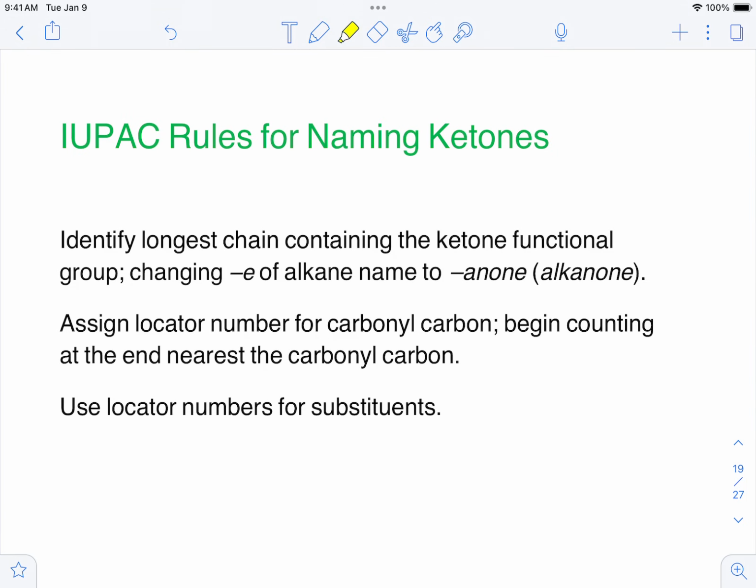How do we name ketones? We're going to drop that E like we did with other things, and this time we're going to add a "one" on the end of it. You're still going to find the longest chain. That will be your parent chain, and use the prefix accordingly with a meth or an eth or a prop or a but, etc. Your locator number begins at the carbonyl carbon, so that will be number 1. And then if you have substituents on that parent chain, you'll use locator numbers for that.